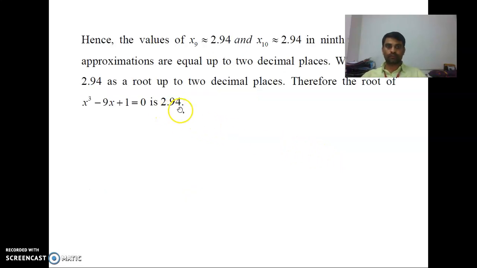So 2.94 is a root of the equation x cube minus 9x plus 1 equals 0.